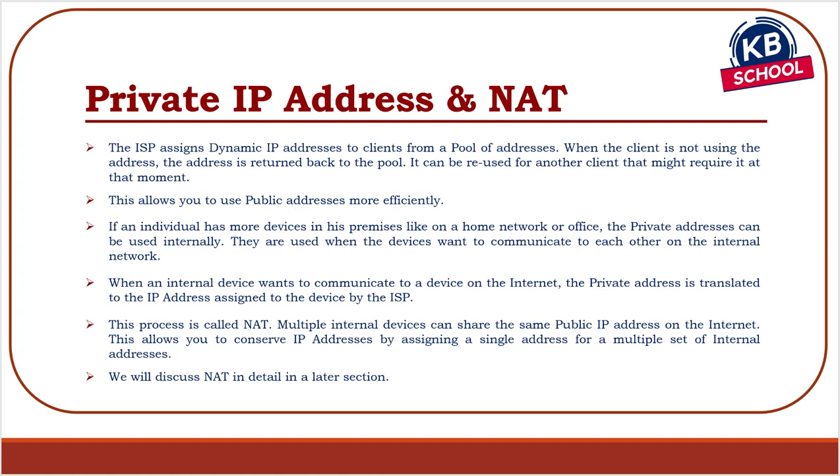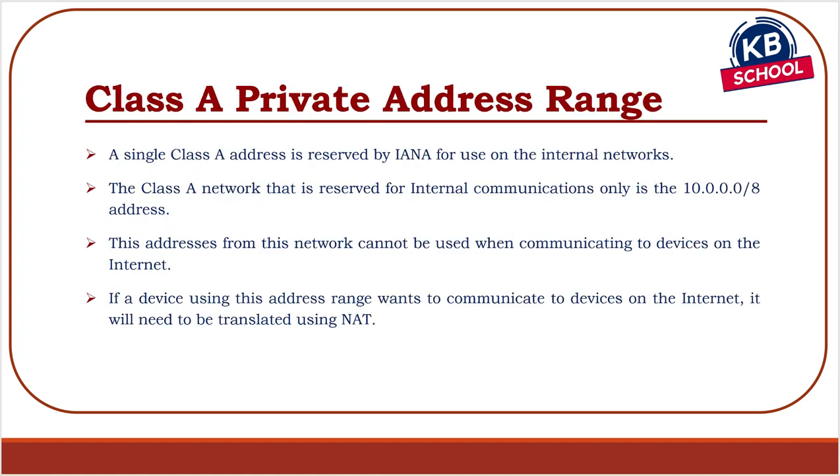Let's go ahead and take a look at what are those addresses in A, B, and C that are going to be used as private addresses. So first one, Class A. There's only a single network in Class A that is a private address. That network in Class A is this network, 10.0.0.0/8. So this address 10.0.0.0 cannot be used on the internet. It has to be used within the company.